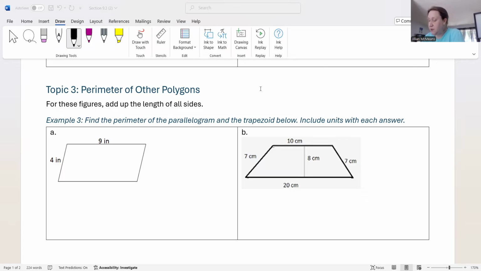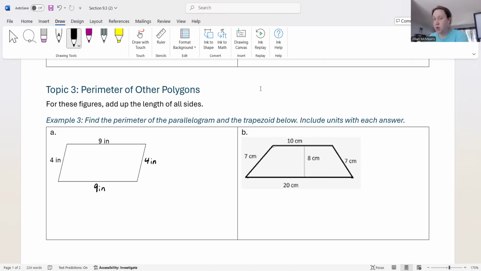So for example 3, it says find the perimeter of the parallelogram and the trapezoid below, include units with your answers. Now, what we need to remember about a parallelogram is by definition, opposite sides are parallel and congruent, meaning opposite sides have the same length. Okay, so if we have this situation where the top of this parallelogram is 9, the bottom, which we would technically call the base, is also 9. And then the left-hand side of this parallelogram is 4. That tells me the right-hand side of this parallelogram is also 4.